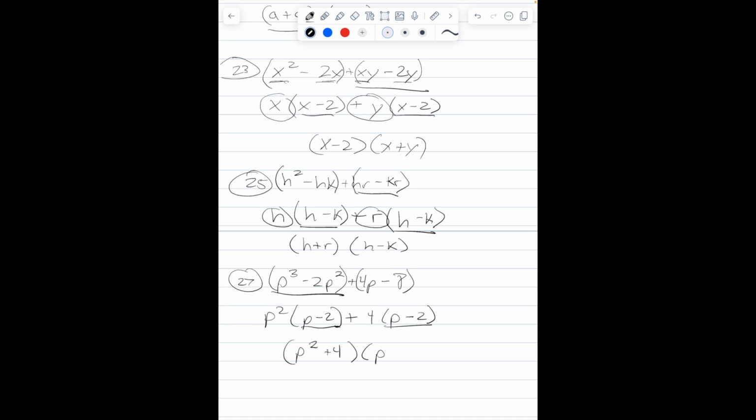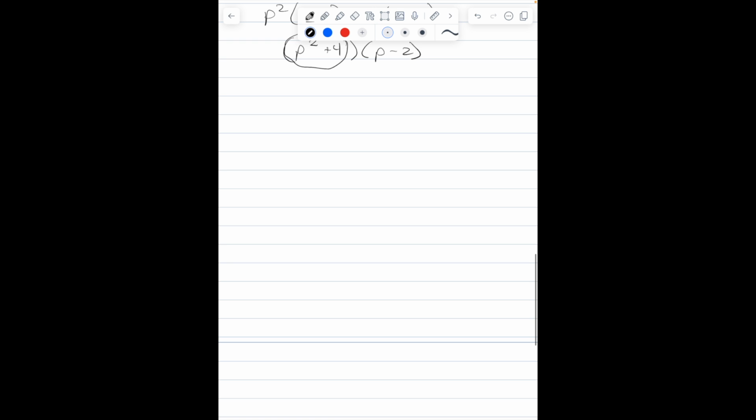times p minus 2. Now, before you get all excited and see two squares here, I mean, that is exciting, but it's not a difference of two squares. So you're going to have to leave that one alone. You can't do anything with it. It's p squared plus 4 times p minus 2. If I were in there and asking how many of you tried to treat that like a difference of two squares, Corbin would have done it.